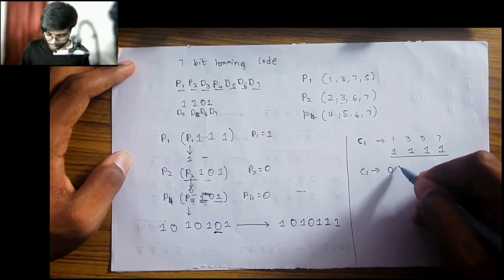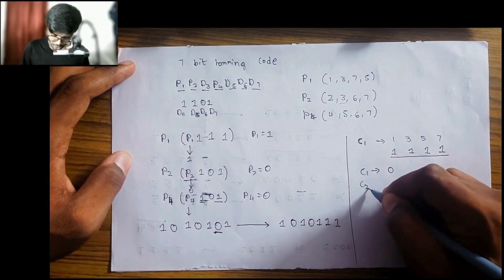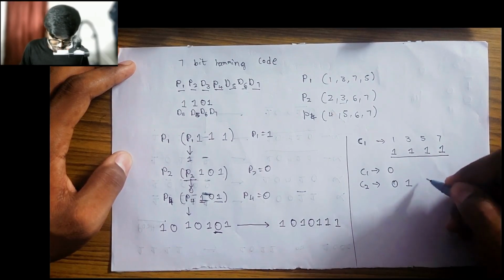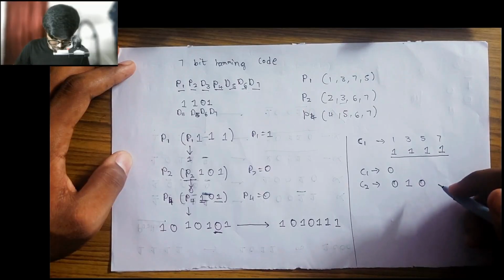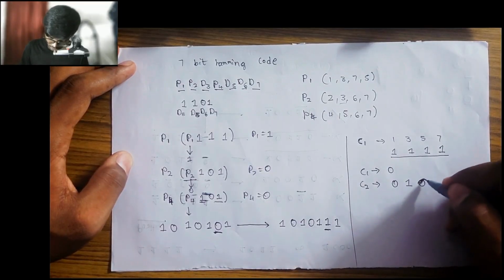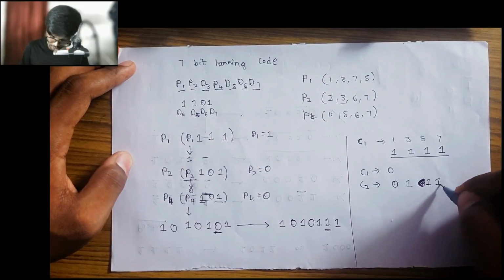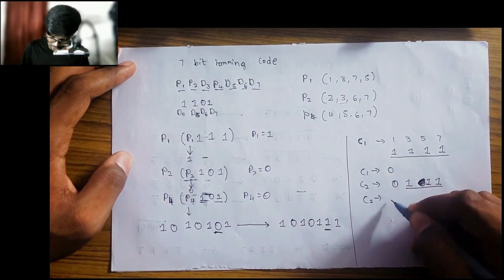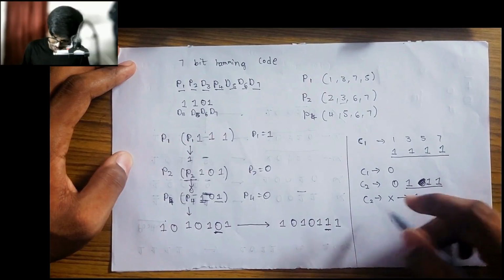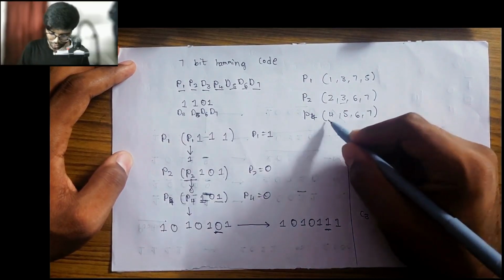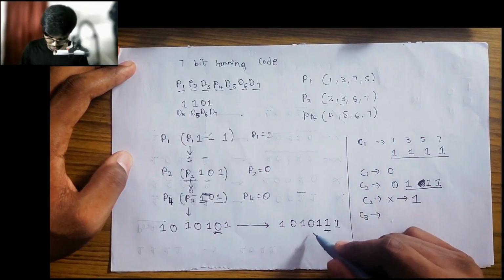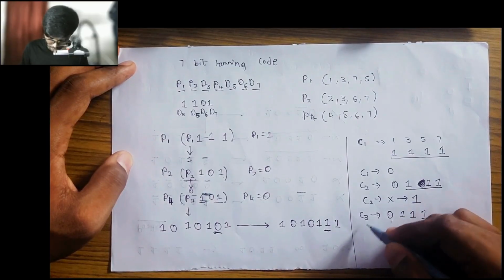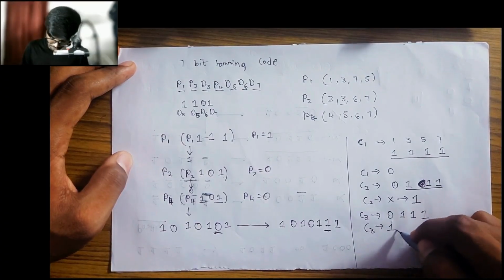Whenever the check passes, it is assigned the value 0. So next C2. C2 checks the second position which is 0, third position which is 1, sixth position which is 1 and seventh position which is also 1. Here this is an odd number of ones. So the check fails, and it will be assigned the value 1. Next C3. C3 checks the 4, 5, 6, 7 positions. The fourth position is 0, fifth position is 1, sixth position is 1, seventh position is 1. Again, C3 also fails because there are three ones.